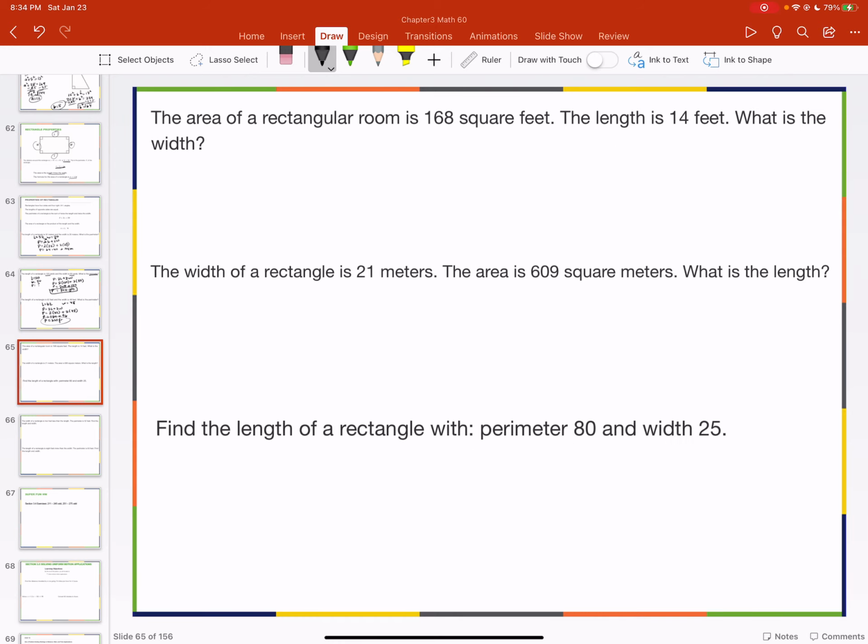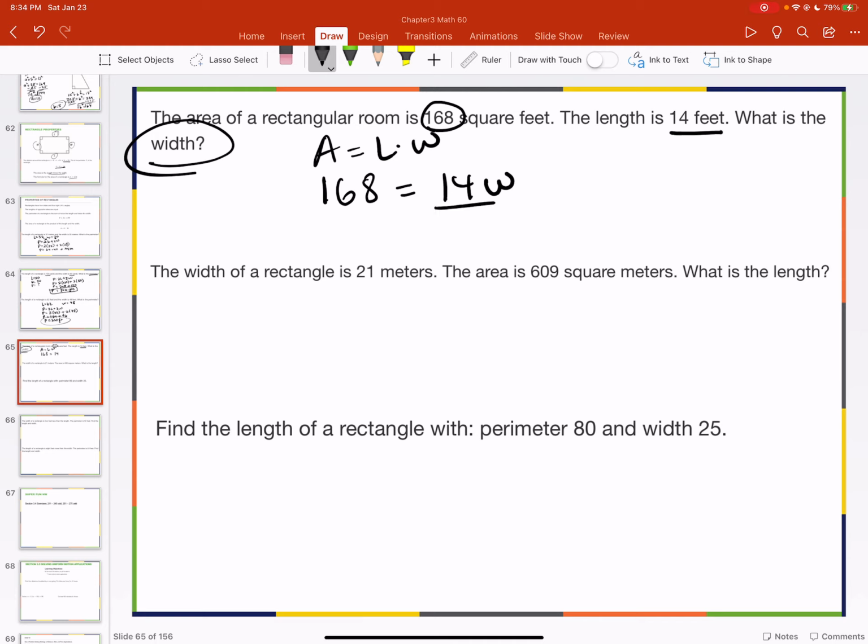Okay, so now let's do some more problems here. We have area is equal to length times width. The area is 168. The length is 14. Let's plug it in: 168 is equal to 14 times, what's the width? That's W. So now we just divide. What's 168 divided by 14? Okay, so 168 divided by 14 is 12. So the width is 12 feet.